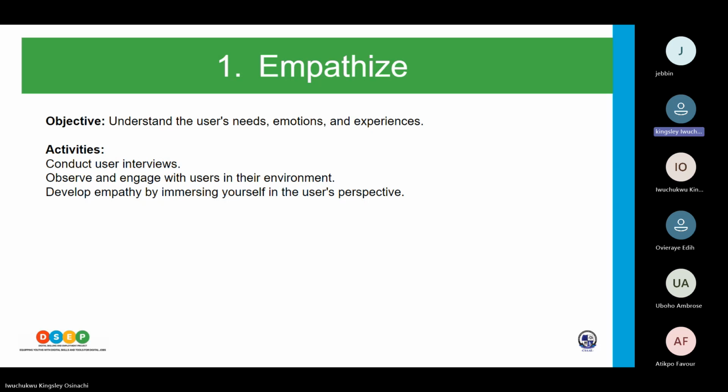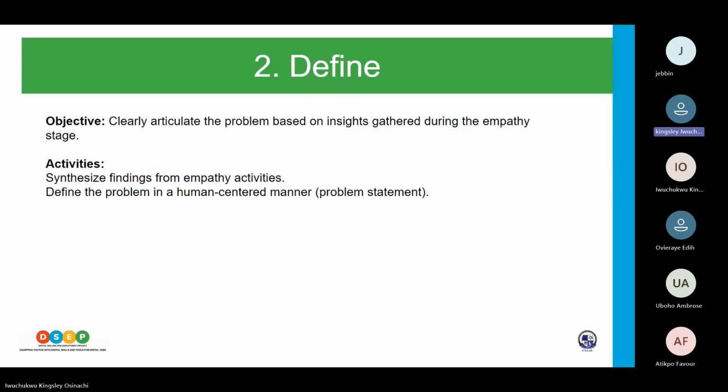Conduct an interview, hear from them. So that information you got, they are called insights, right? So this is where you clearly articulate the problem based on the insights you gathered during the empathize stage. This is where you define that problem. You find a particular problem you want to solve from those insights you've gathered. You synthesize findings from empathy activities and define the problem in a human-centered manner. That's under the problem statement. Most of these concepts, we will not be looking at them.